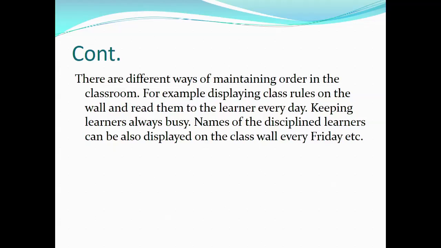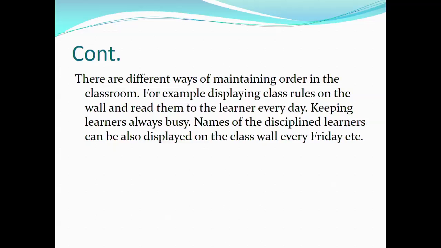Okay. Names of the disciplined learners can also be displayed on the class wall every Friday. Try to encourage them by putting the names of the good learners who were not written up. There are some schools that have a black book. I like that idea. So the moment your name is written in the black book, it means you have broken one of the rules. And learners who did not do anything wrong or were not written in the black book throughout the week, their names can be displayed somewhere in the class or somewhere in the school hall. That, of course, will encourage them to try to behave and have their names displayed there, so that everyone can read that they are good learners. Okay?